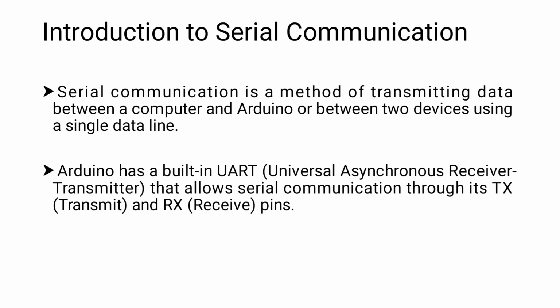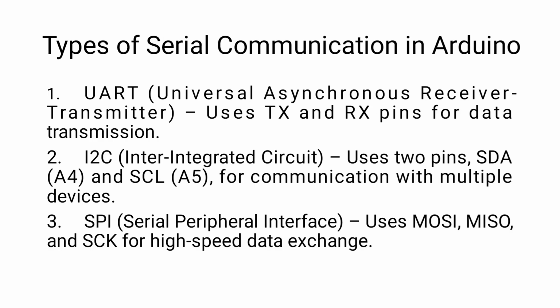Serial communication is a method of transmitting data between a computer and Arduino, or between two devices, using a single data line. Arduino has a built-in universal asynchronous receiver transmitter that allows serial communication through its RX and TX pins. Types of serial communication: universal asynchronous receiver and transmitter, which uses the TX and RX pins for data transmission.